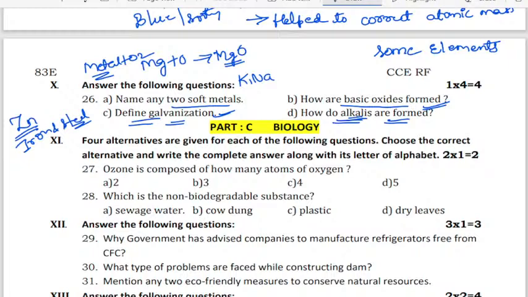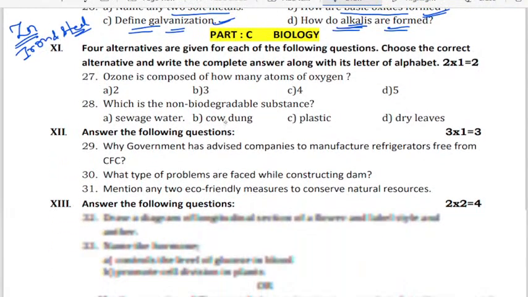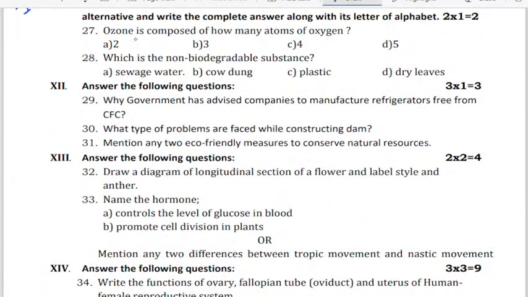So was this easy? Yes. Okay, now let's go for biology part, children. Let's talk about biology. So ozone is composed of how many atoms of oxygen? Tell me. How many atoms of oxygen?